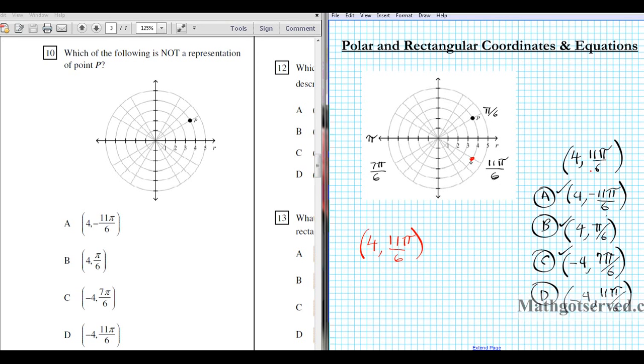So if you negate the radius, what does that mean? If you have a negative r, it's a radial reflection like we just talked about. You reflect around the radius. So if we wanted to graph negative 4 and 11 pi over 6, we have to reflect along this line, and it takes us right there. So this point is negative 4 and 11 pi over 6. And what does that tell us? It's not a match. It does not fall on P because when reflected, it ends up right there. Okay? So option D is wrong. So the answer to number 10 is D. Okay? All right. Now let's move on to question number 11.